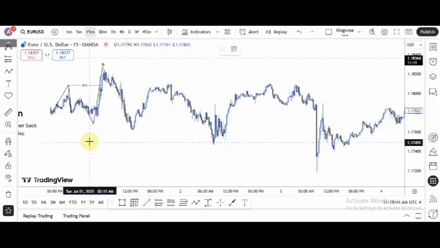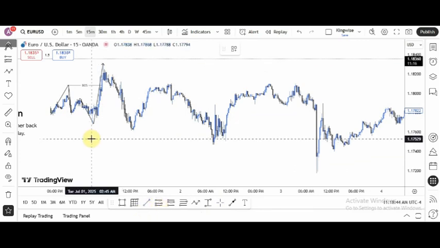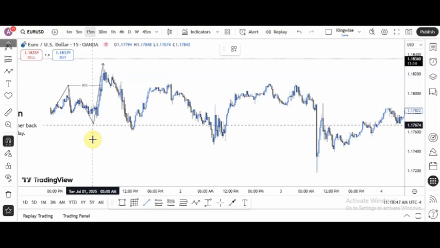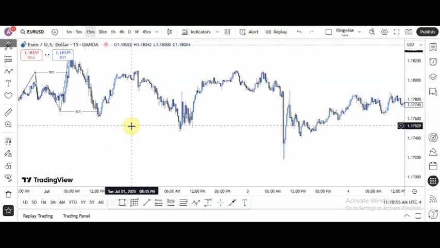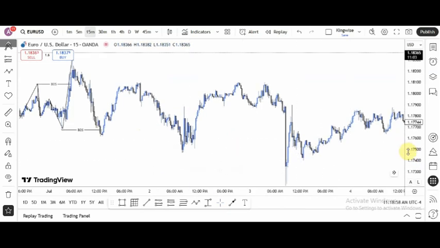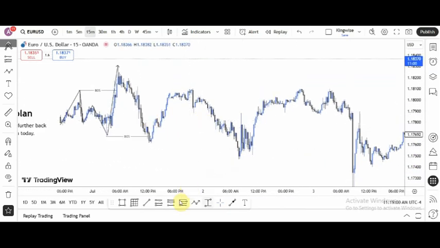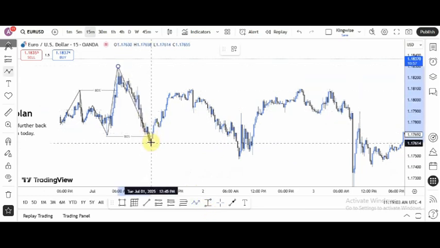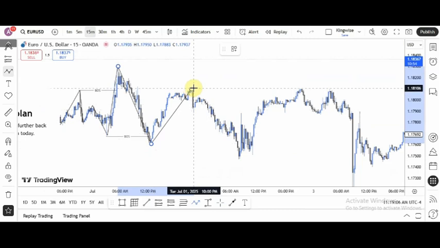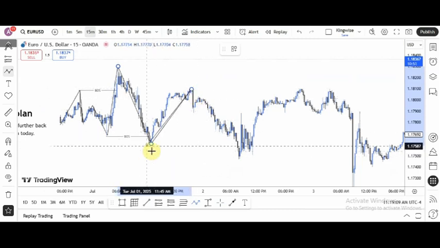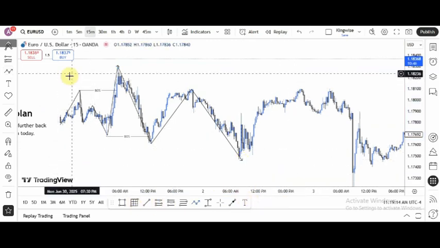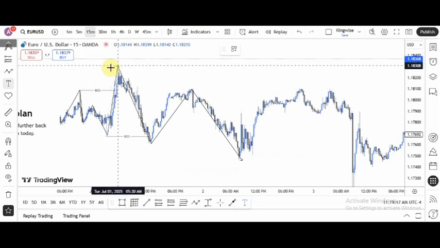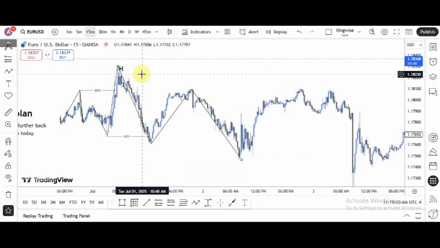Now what happened again? It came down to this low and broke this low. That's a break of structure to the downside. Now what happened? Price came back into that zone. This is price breaking the structure, came back into this zone here, and what happened again? Broke this structure down to the downside. So what do we have here? We have here as our high.